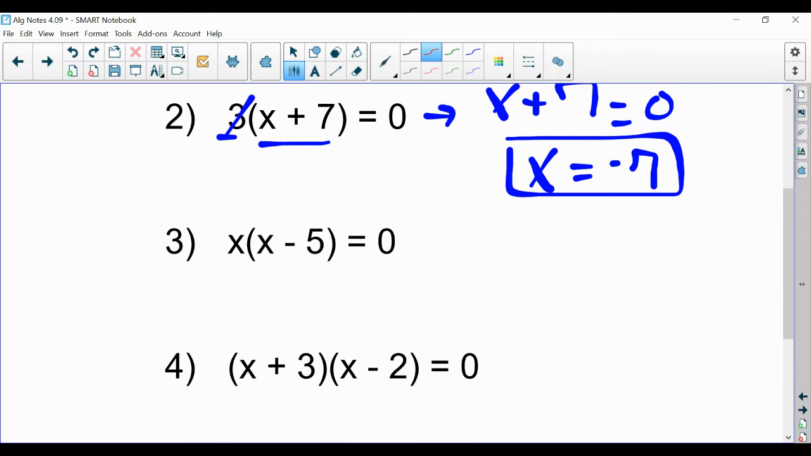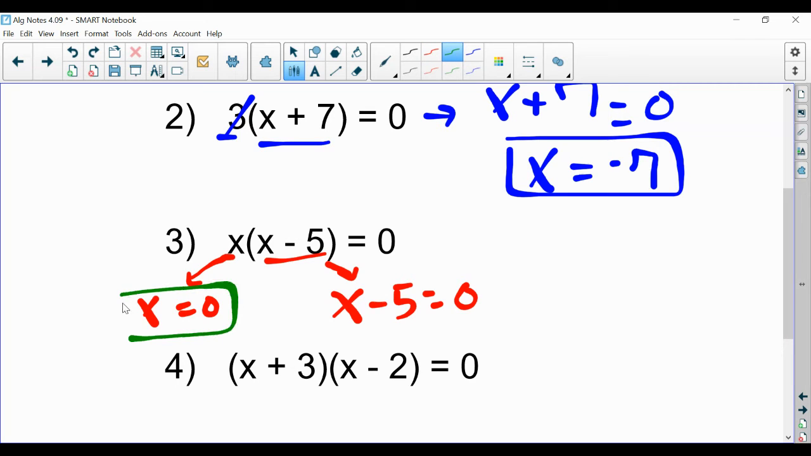All right. Let's try 3. In number 3, again, I have two things that multiply together to get zero. It could be that x is zero. It also could be that x minus 5 is zero. And if x is zero, okay, that's one solution. X could be zero. I would get 0 times negative 5, which is in fact zero. The other possibility is that the other factor, x minus 5, is zero. And if that's the case, then x is 5.